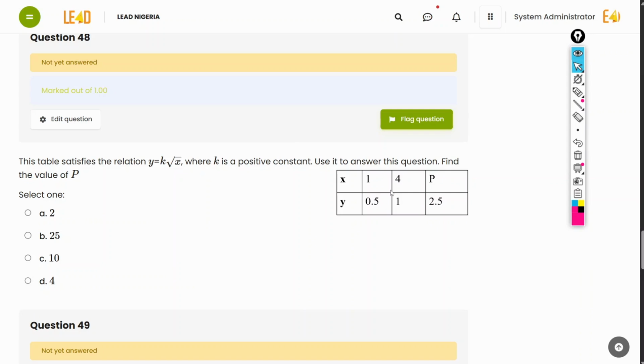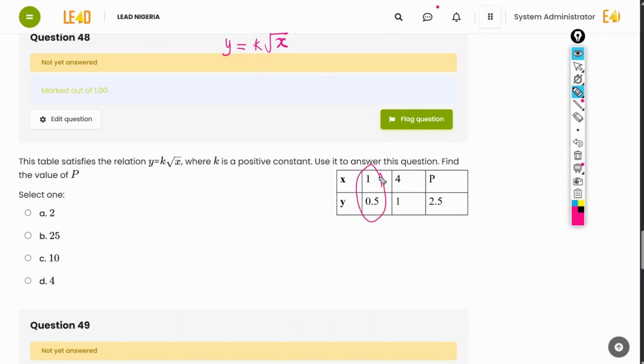All right, for question 48, we have the table satisfies the relation y is equal to k square root of x, where k is a positive constant. Use it to answer the question, find the value of p. Okay, so this is a direct proportion, and we can solve for k by using any of the values.